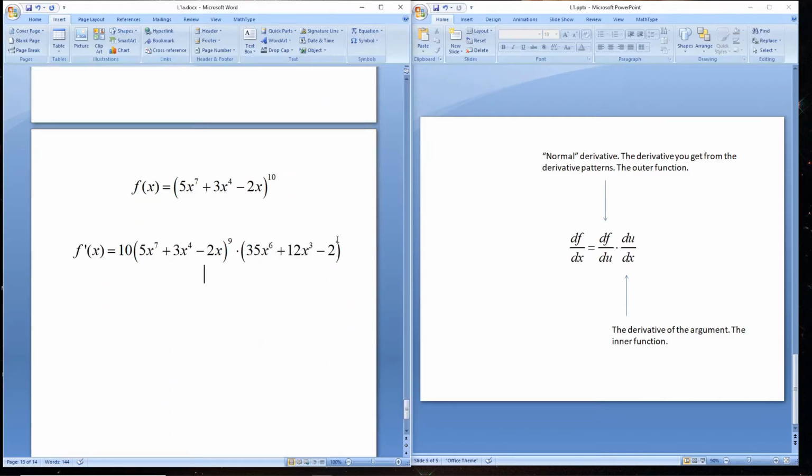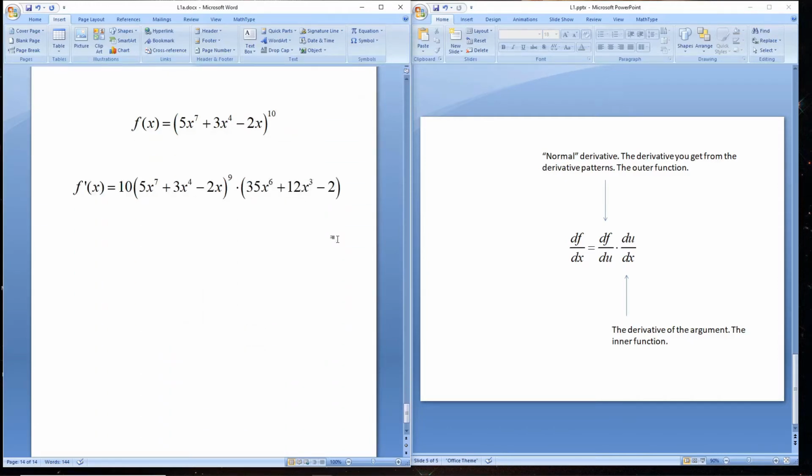And so I want you to understand the simplicity of the chain rule. Now, again, I'm not saying that means calculus is simple. I'm not saying that. I'm saying there is a simplicity here, though, on how to apply this. And that's what I'm trying to show you here. The simplicity here is that you take the derivative df du. You take the derivative as you normally would, straight from the derivative patterns, and then you multiply that by the derivative of the argument.